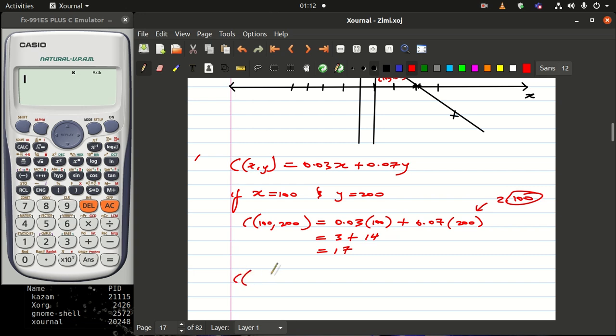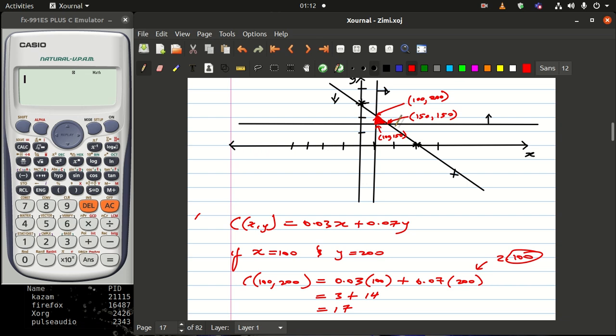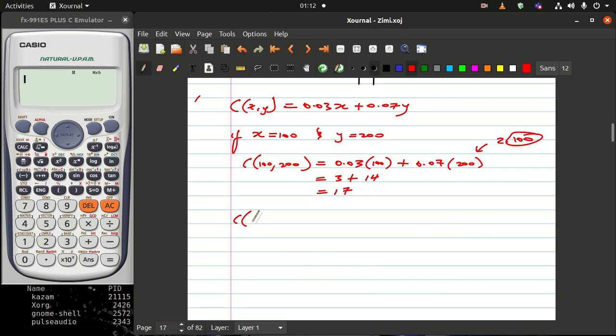Let's look at C of 150 and 150. So we're having here x is 150 and then y is 150. So how do we deal with that? We will have 0.03 times 150, and then plus 0.07 times 150. And if you look into this one here, how can we actually deal with 150? 150 is the same as 1.5 times 100.